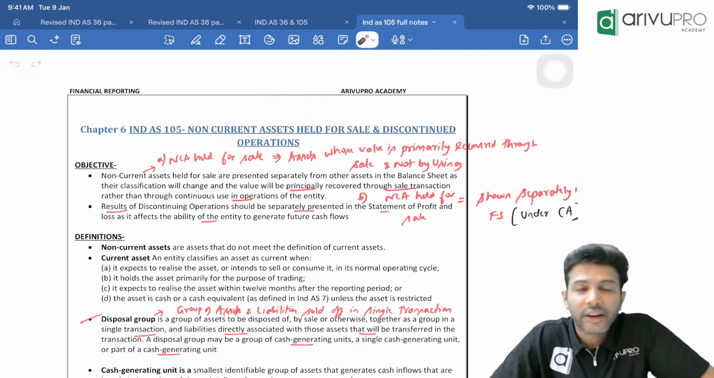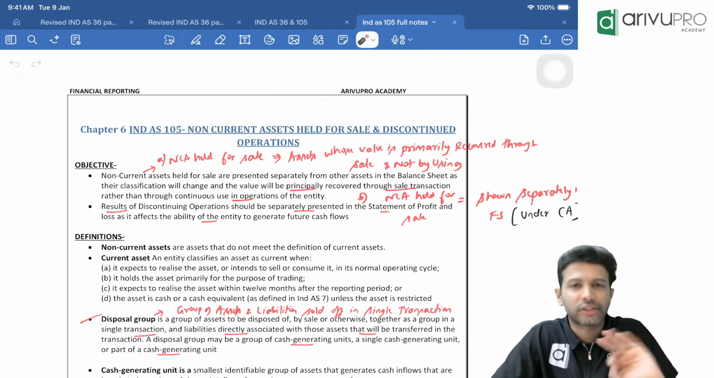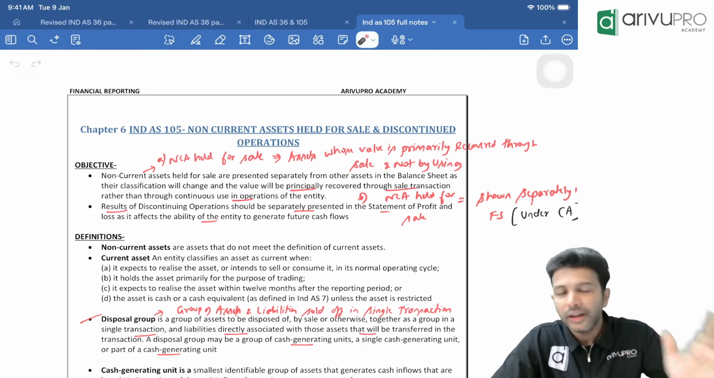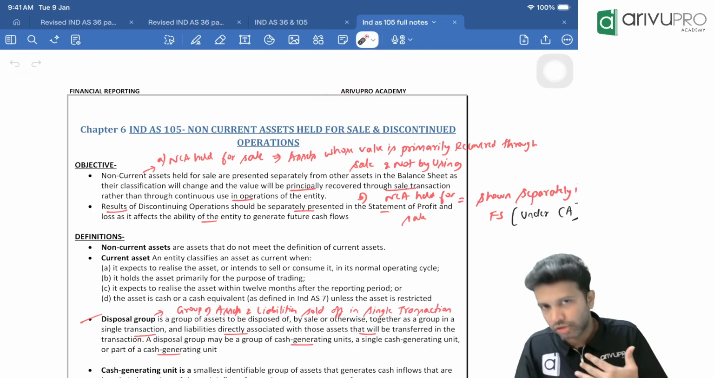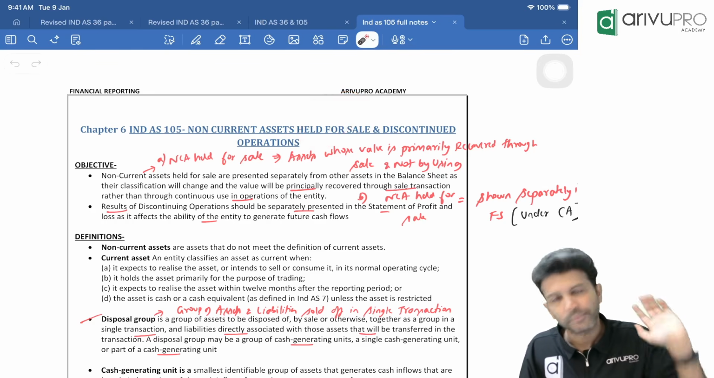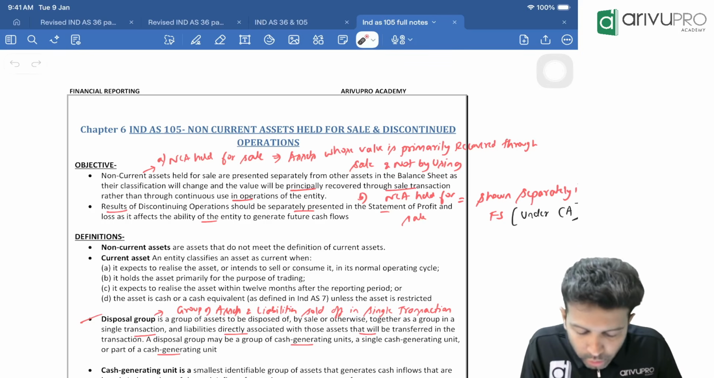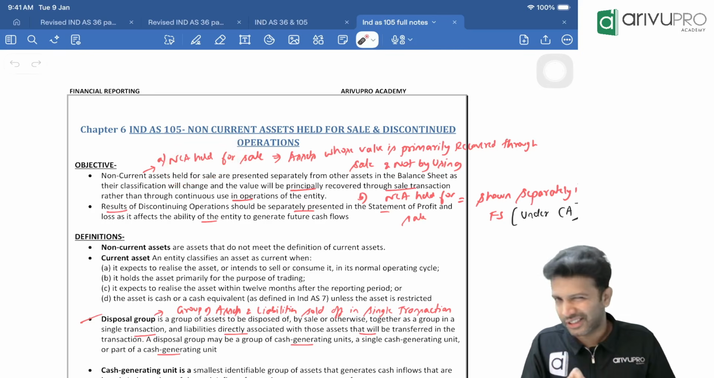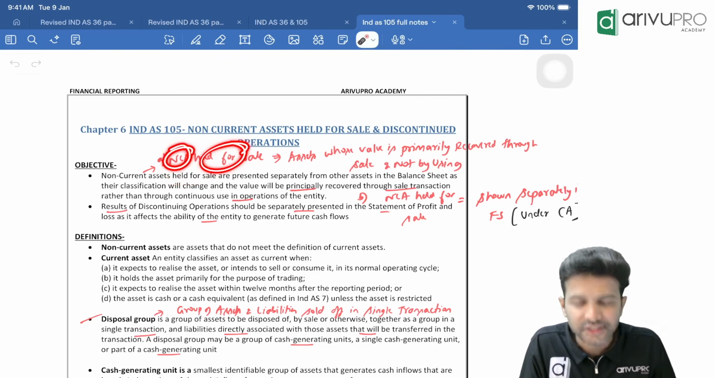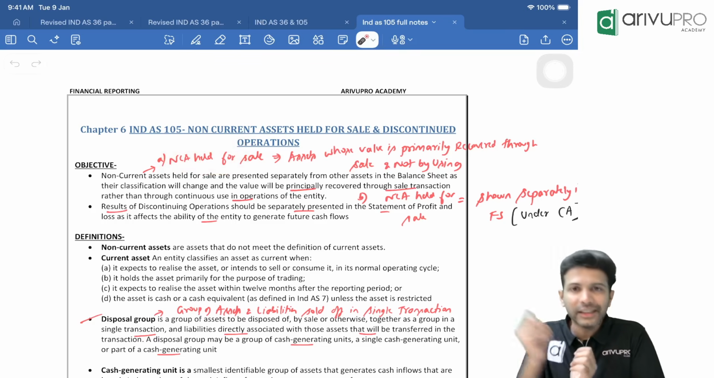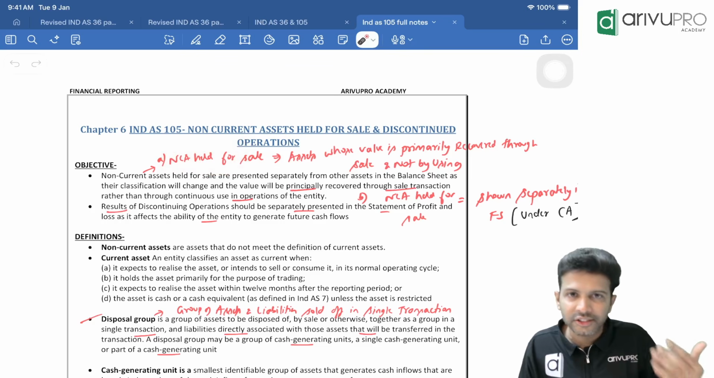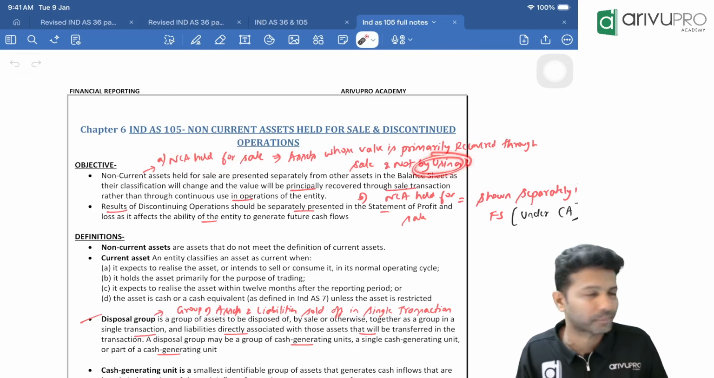Held for sale means it is not yet sold, but we have an intention to sell. Held for sale meaning not yet sold, but we have an intention to sell. That's the plain basic meaning. Now, if you want to call it non-current assets held for sale, it's a simple common sense meaning. If you want to call a non-current asset as held for sale, one, the intention should be to recover the money from that non-current asset by selling and not by using.